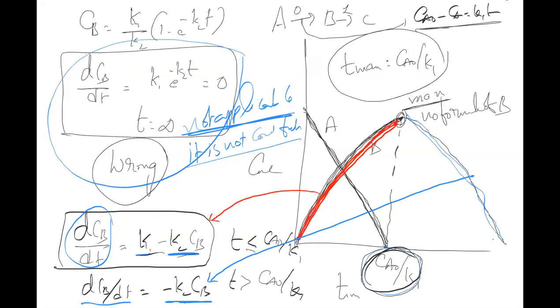Tomorrow class timings will be the same, 6:30 onwards, maybe till 8 o'clock. We may not follow the same timings every day. Sometimes half an hour early, sometimes half an hour late, something like that. Until CA naught by K1, the concentration of B increases. It is not linear, because B formation is linear, but there is a consumption also. That is why it is not 100% linear.